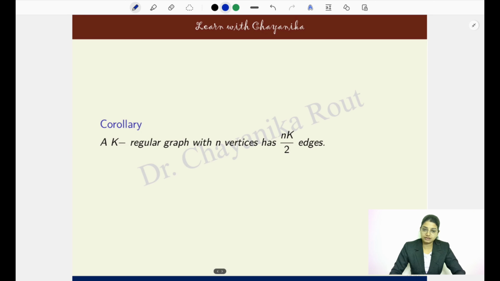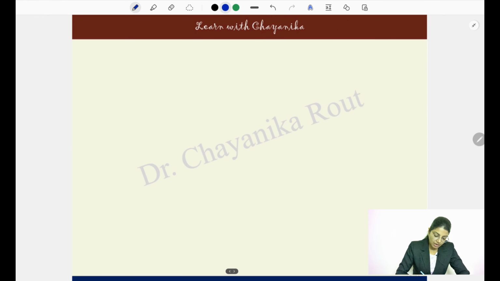Now, let us move to another corollary, that is, a k regular graph with n vertices has nk by 2 edges. So, basically we have a k regular graph. What does it mean? A graph in which every vertex has the same degree and that degree value is k, and it has n vertices. So, the order of the graph is given as n. We have to prove that the size of the graph is nk by 2. Let us see how we can prove it.